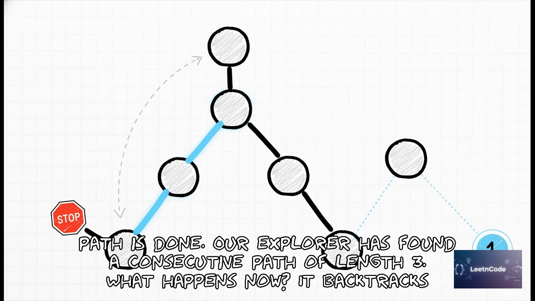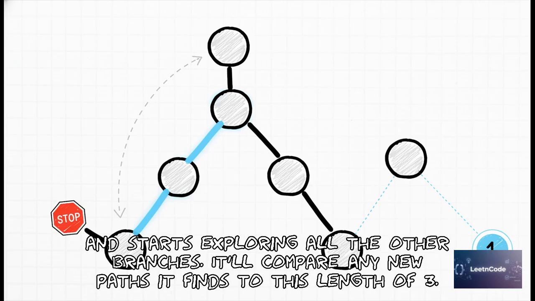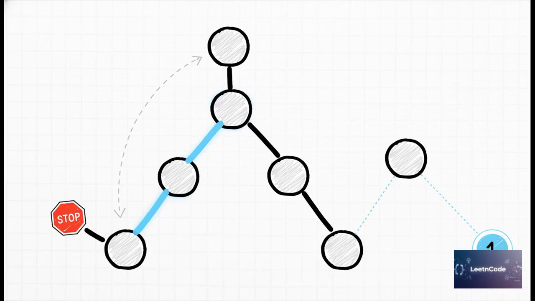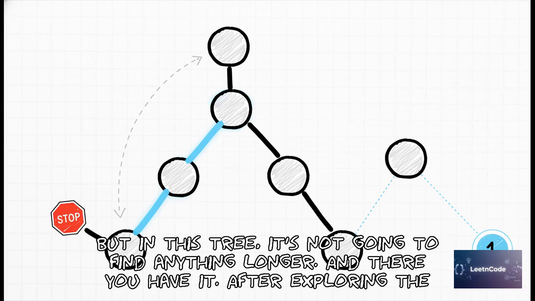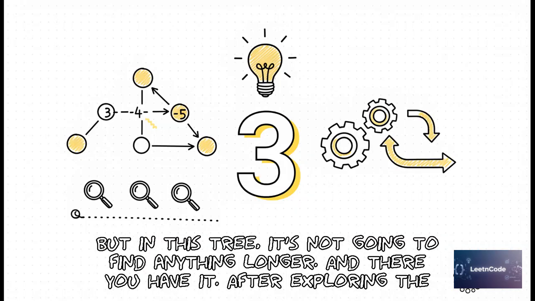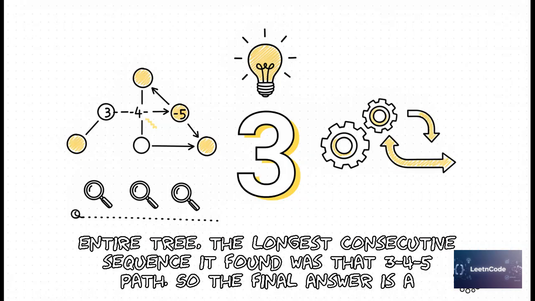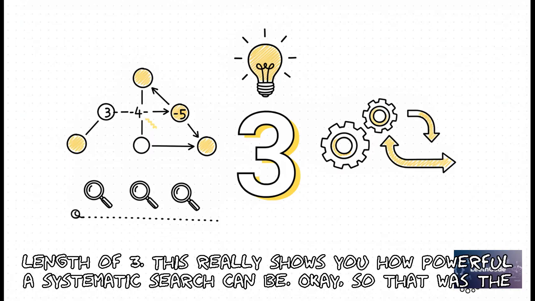What happens now? It backtracks and starts exploring all the other branches. It'll compare any new paths it finds to this length of 3, but in this tree, it's not going to find anything longer. And there you have it. After exploring the entire tree, the longest consecutive sequence it found was that 3, 4, 5 path. So the final answer is a length of 3. This really shows you how powerful a systematic search can be.